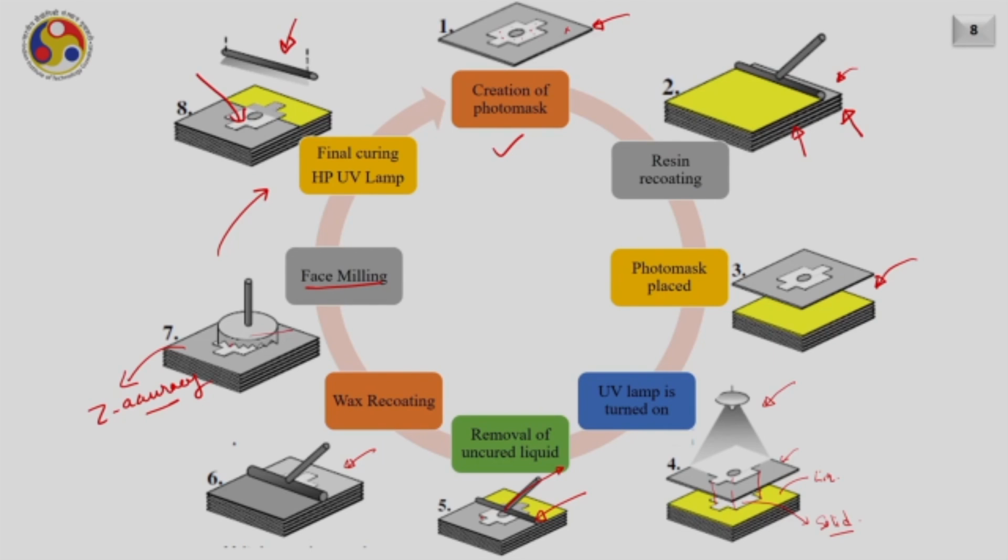Now the process repeats itself. We again create a photo mask. We again spread a layer of resin. We again place the mask over the spread layer. We switch on the lamp. We remove the remaining material, and then we spread the layer of wax. We do the face milling, and then again cure the part, and the process repeats itself to build the entire product.